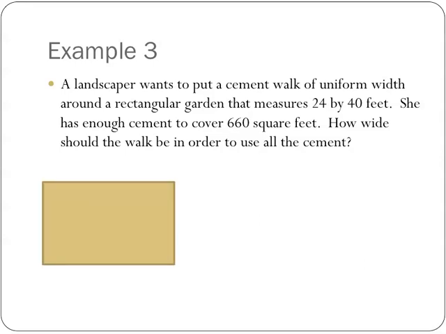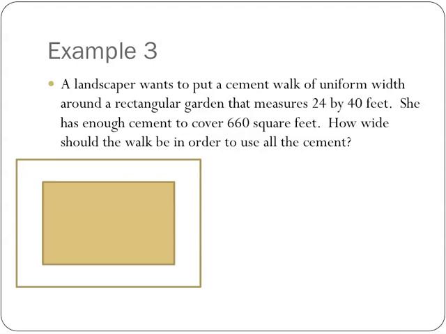Here's the garden, and here's the walkway around the garden, and it's a uniform width. Okay, so here in the garden, this is 24 by 40 feet. And that 660 square feet, that's the empty space, the white space inside of that rectangle. So what we need to do is come up with the measurements of the entire thing, including the cement walk.